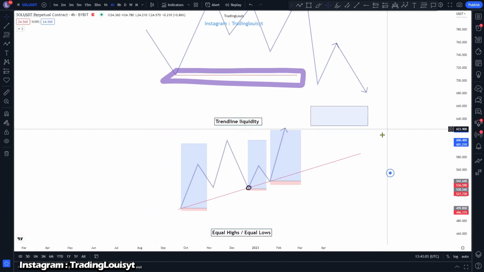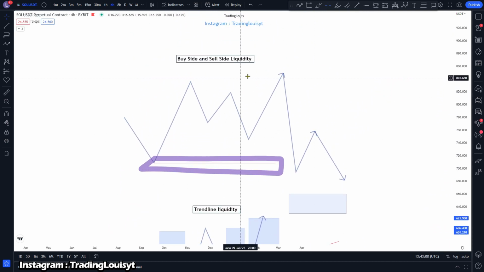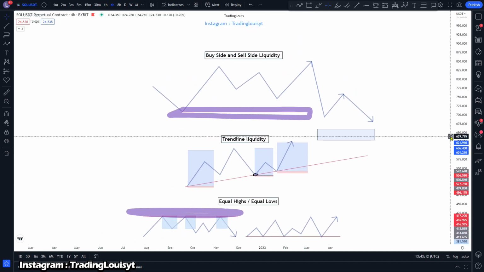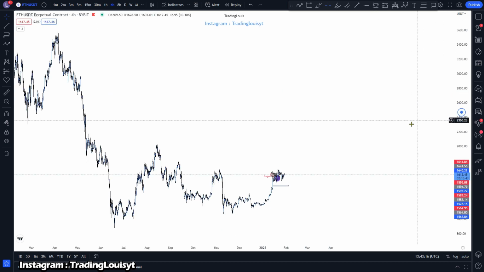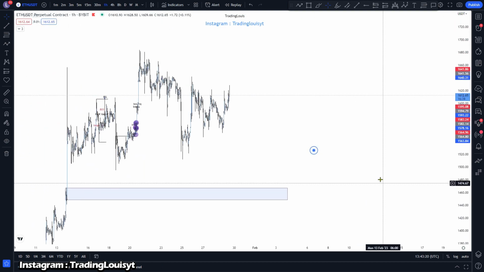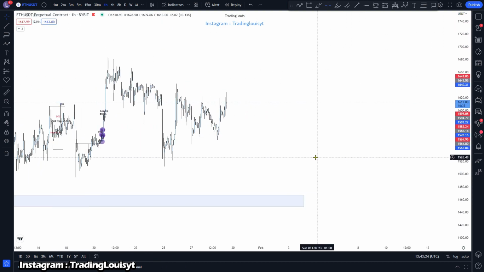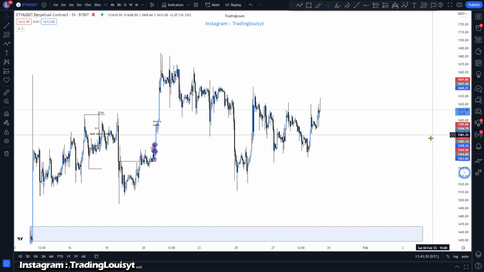So all we are looking for is trend lines, equal highs or equal lows, or buy and sell side liquidity, but this liquidity is extremely important. So now let's go to a live chart example, and I'll be looking at Ethereum USDT. Now, I'm looking at crypto, but this strategy works for Forex, indices, anything you want to trade. This works and is very important.